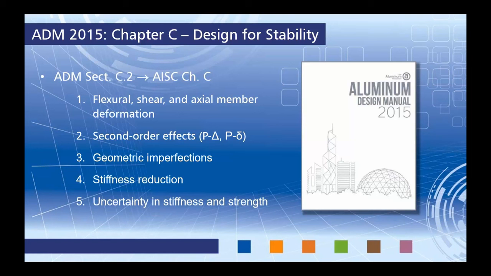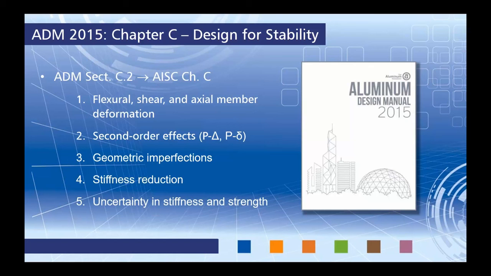There are 5 requirements that the ADM calls out for, and that's flexural, shear, and axial member deformations. That just means that the designer must determine whether connection deformations are significant and if they should take that into account with the analysis. Now, the second requirement is the second order effects of P big delta and P little delta.